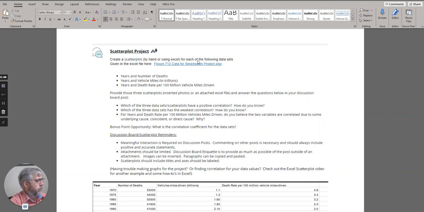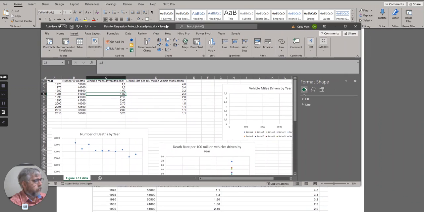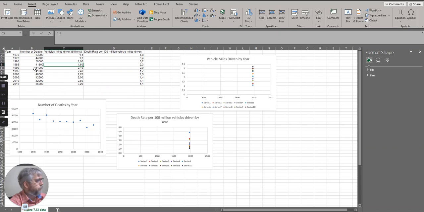What they're saying here is, for each of the following data sets given in an Excel file, which you provided, here's the information: the years, number of deaths, the years, vehicle miles, and the years, death rate. Provide those three scatter plots, inserting the photos or attaching the Excel. So the first thing they're asking for is, based on the Excel provided to you, three scatter plots created. If we look at the Excel that was provided, here's the information that's given to us.